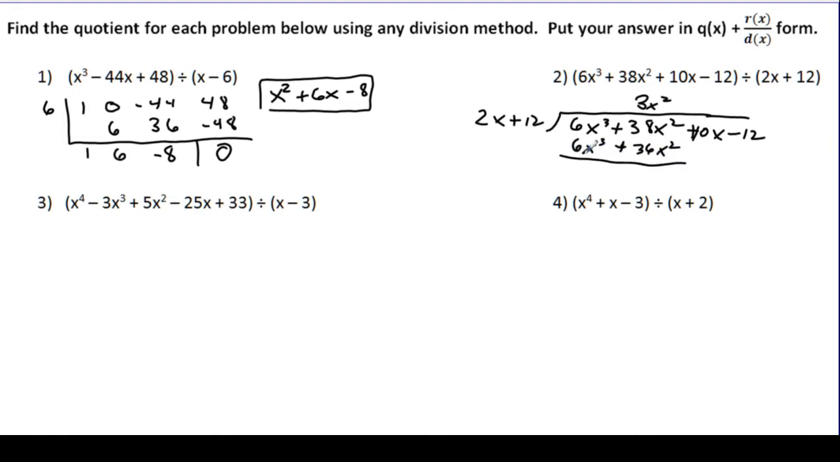Okay, do my subtraction. Remember, this is a subtraction. I'll get a cancel, and it looks like I get a 2x squared here. Okay, I'm going to bring down my next term, which is the 10x. Okay, I'm going to do the same thing again.